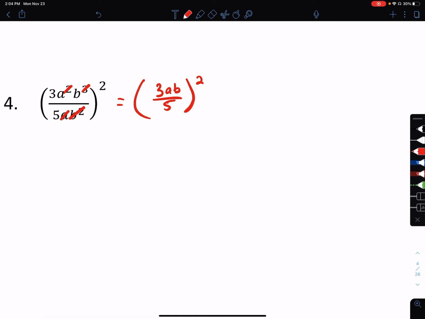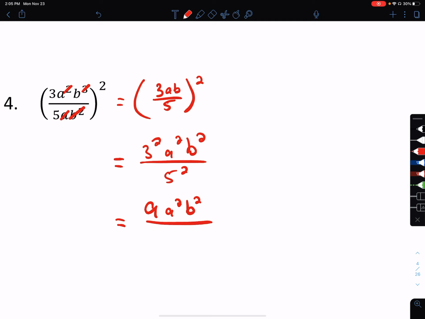Squared means times itself. It's the power to a power. So we're going to have 3 squared, a squared, and b squared over 5 squared. 3 squared is 9. A squared and b squared can't be simplified. 5 squared is 25.